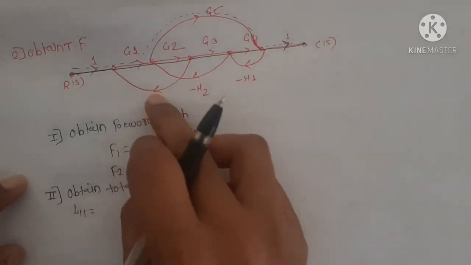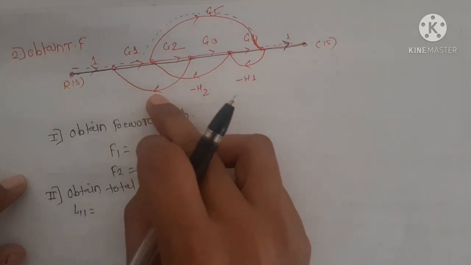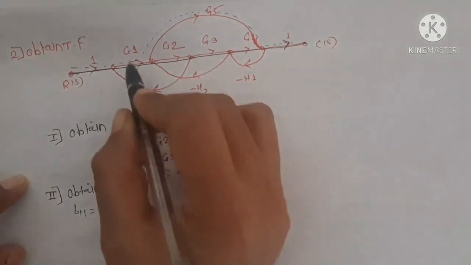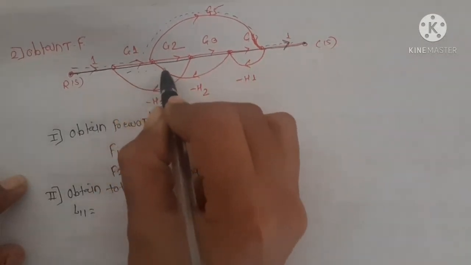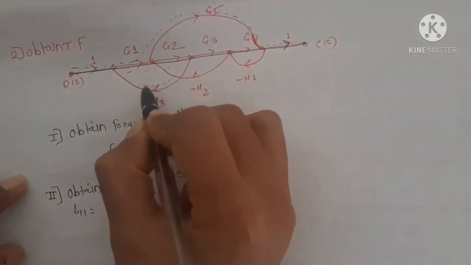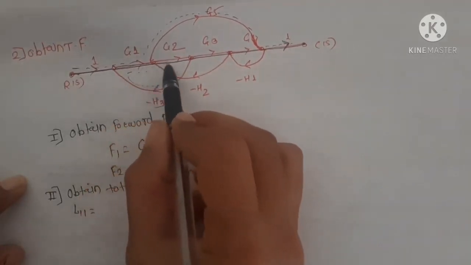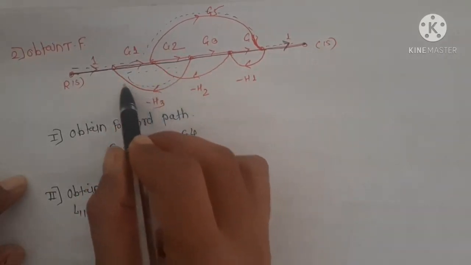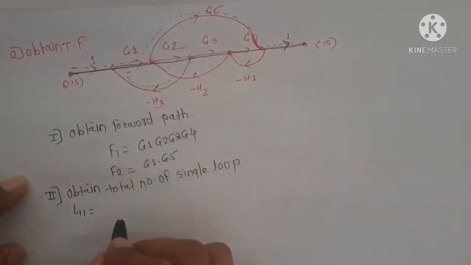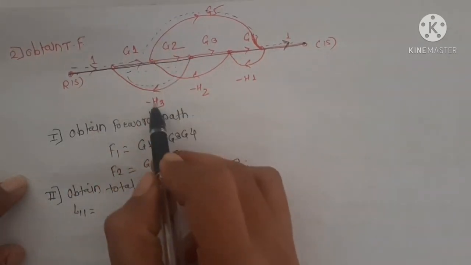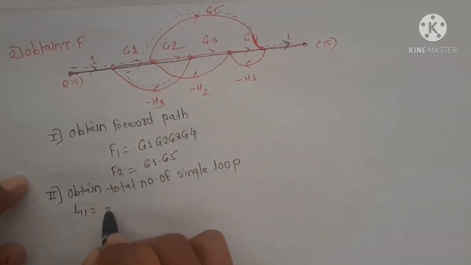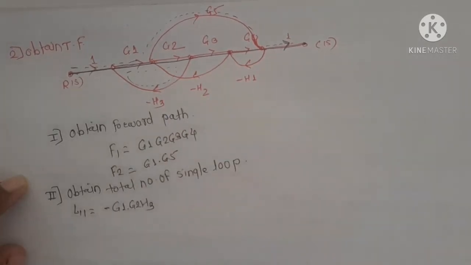So find the single loops. A single loop means a loop which does not touch another loop. So this is the first loop, that is G1, G2, and this is completing. Look at the arrow direction. So the first loop is G1, G2 into minus H3. So the gain will become minus G1, G2, H3.